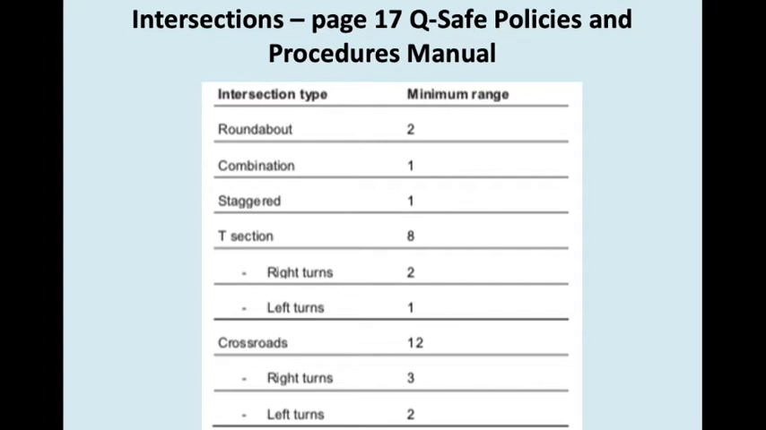Let's take a look at the intersection types that one would encounter in a driving test in Queensland. So we've got roundabouts 2, combination 1, staggered 1, T-section 8, with a minimum of 2 right turns and 2 left, and crossroads 12 with 3 right turns and 2 left turns. It's on page 17 of the QSafe Policies and Procedures Manual.